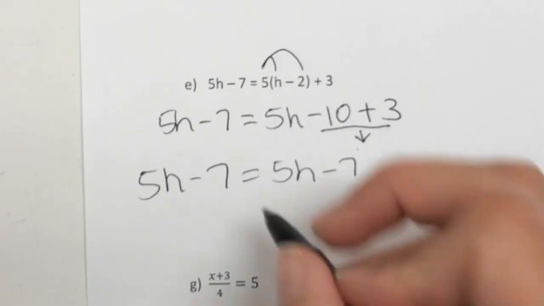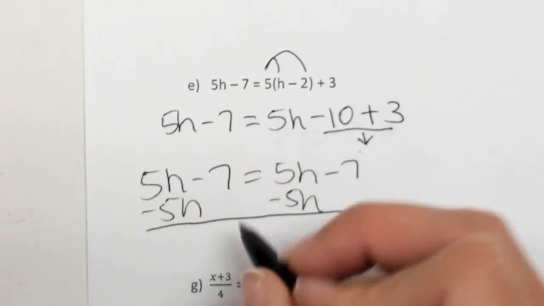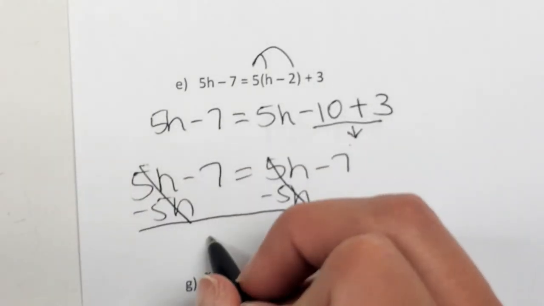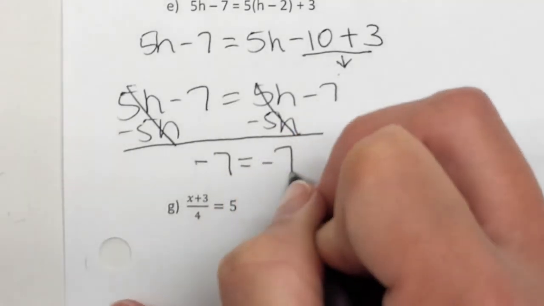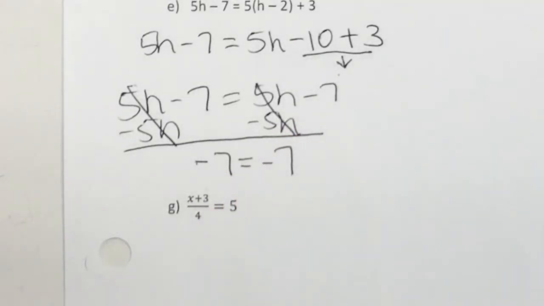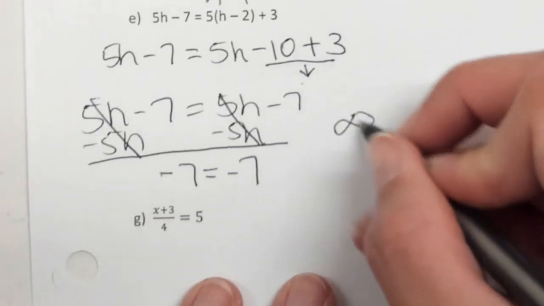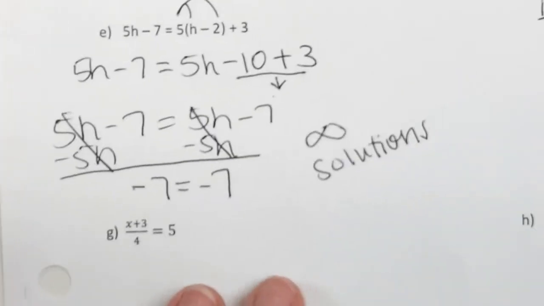Okay, if you move the H's, so like -5H, if I wanted to move that over, what would I get? 0. I would get -7. Good. And is that true? Yes. So if you get a number that actually equals a number and it's true, then it's infinite solutions, and you can write infinite solutions. You can write all real numbers, whatever floats your boat if you can't draw an infinity sign. Okay? Any questions about that one?